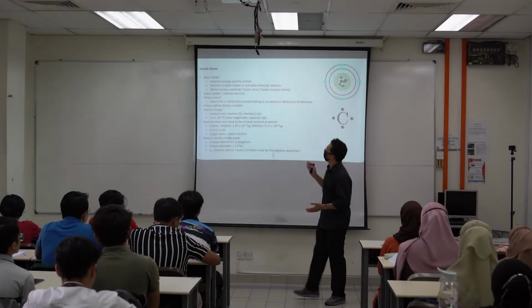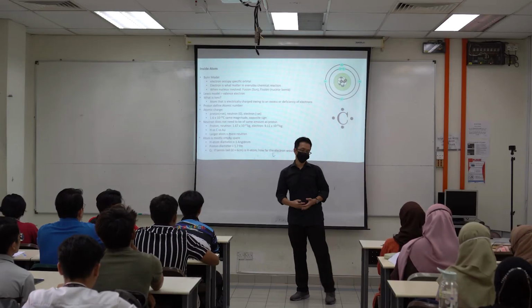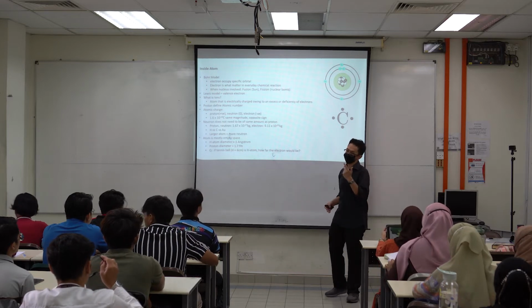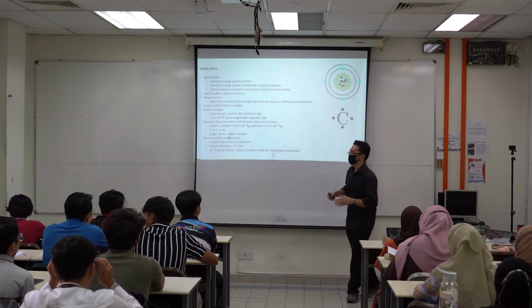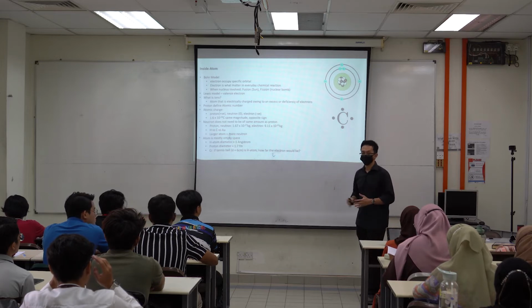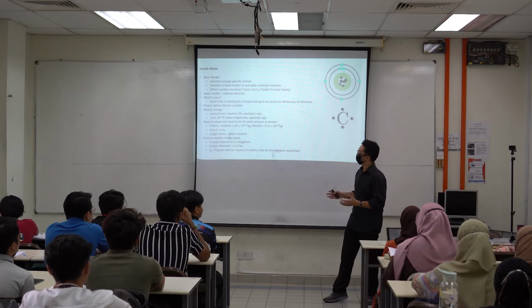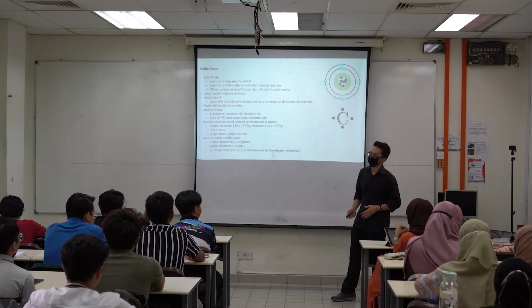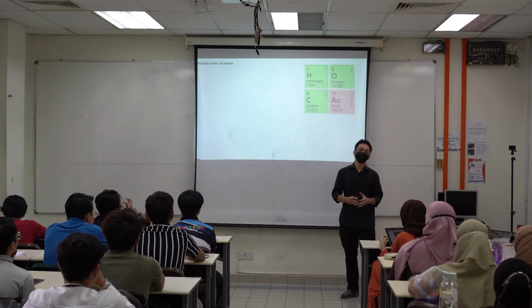In the last class we learned about the atom. We learned what is inside the atom. We learned about the nucleus. We learned about electron, proton, and neutron. And also we know that the atom is mostly empty space. And also we know that different kinds of atoms make up different elements in the periodic table. So today we will learn about the periodic table.